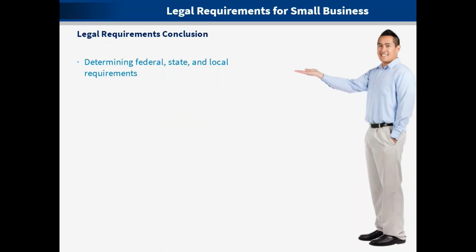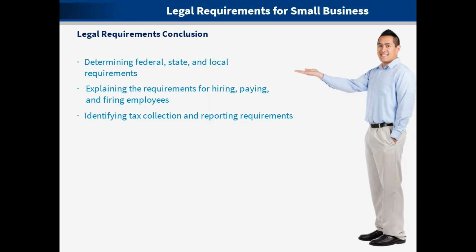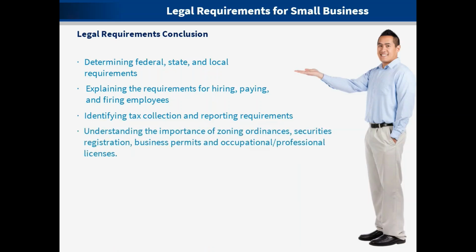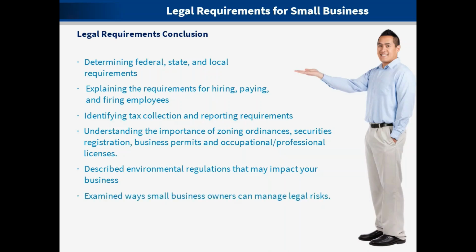We have looked at some of the main legal requirements you may need to understand and deal with as you start your small business, such as determining federal, state, and local requirements, explaining the requirements for hiring, paying, and firing employees, identifying tax collection and reporting requirements, and understanding the importance of zoning ordinances, securities registration, business permits, and occupational or professional licenses. We also briefly described environmental regulations that may impact your business and examined ways small business owners can manage legal risks. Remember that this has just been an overview of requirements. Detailed information is available from the sites and sources identified within the lesson. You can also find a wide variety of information and help at the SBA website.